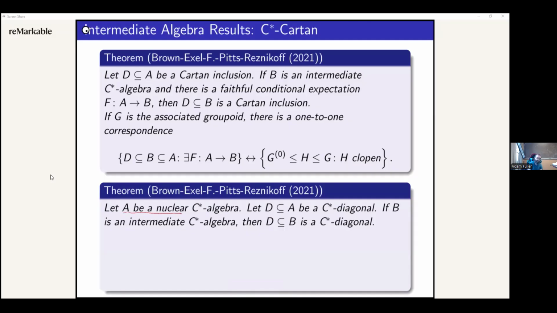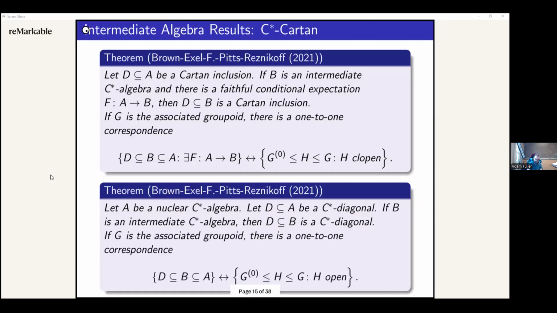Firstly, we need to assume A is a nuclear C-star algebra. And secondly, that D is a C-star diagonal. So C-star diagonal again is when we have a Cartan inclusion with the unique extension property of these states. In this setting, whenever we have an intermediate algebra, it'll also be a C-star diagonal. And in this case, the Galois type correspondence is between the intermediate algebras and any open subgroupoid. So this was where I was at.